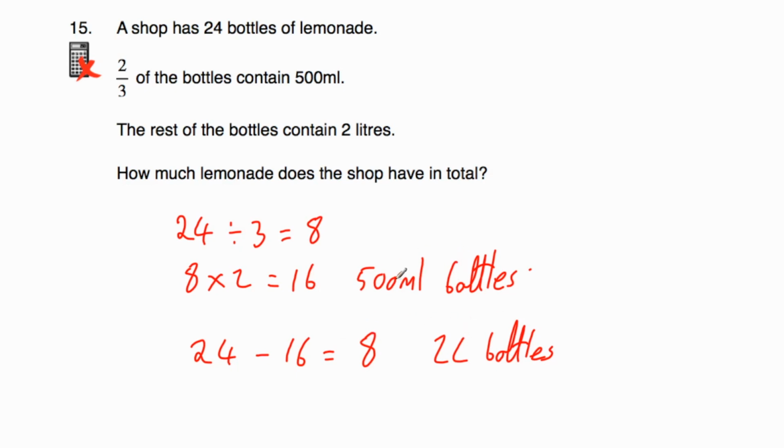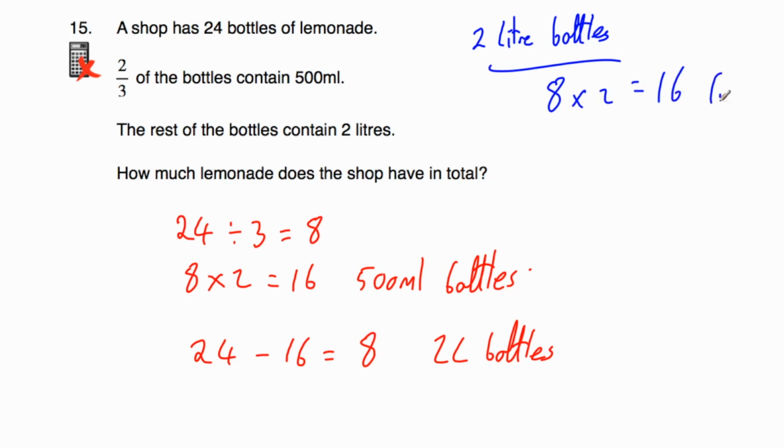Let's work out how much lemonade that is in total. With the 2-litre bottles, there's 8 of them and they contain 2 litres each. So if we do 8 multiplied by 2, that'll tell us how many litres there are altogether. So 8 multiplied by 2 is equal to 16. So in those 2-litre bottles, there's 16 litres of lemonade in total.